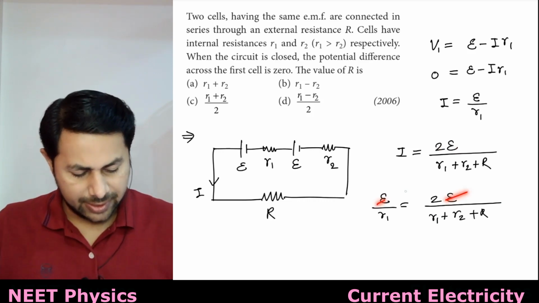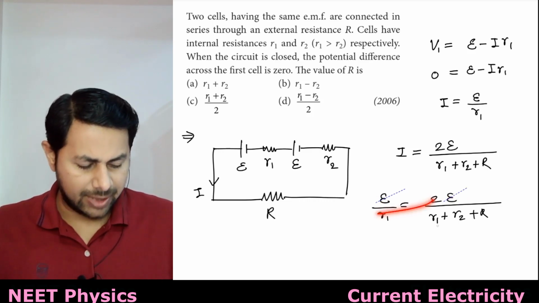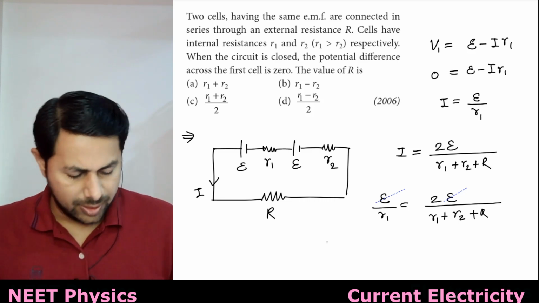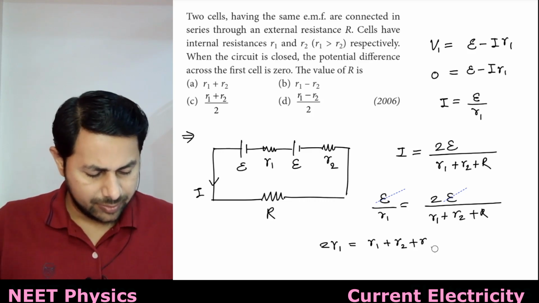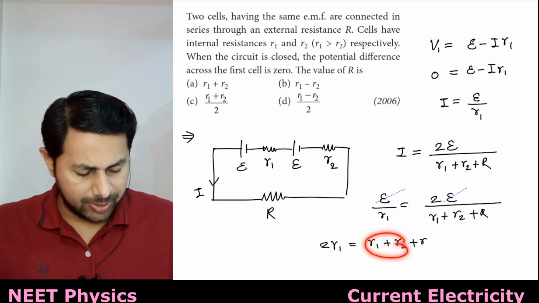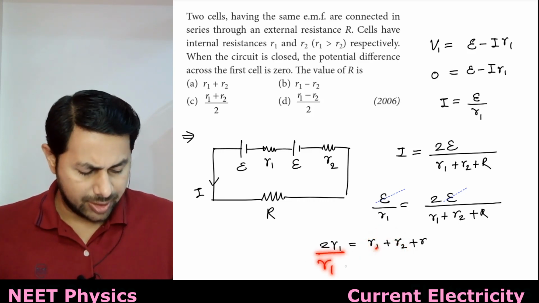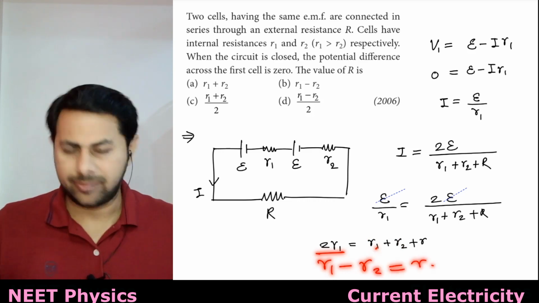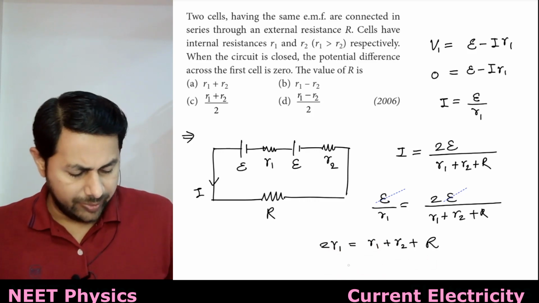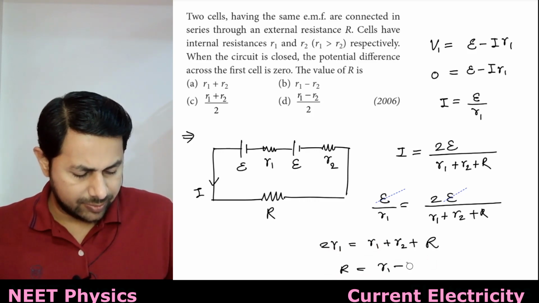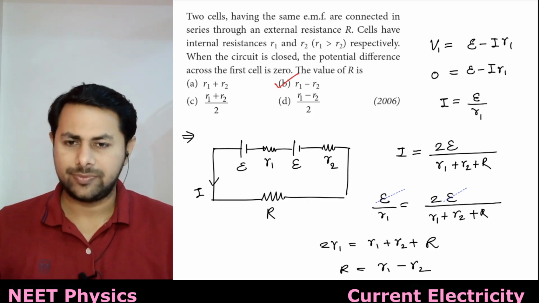So E gets cancelled out. What remains is 2 times R1 is equal to R1 plus R2 plus R. You can move that R1 plus R2 on this side. So 2R1 minus R1 is R1. Then you have R1 minus R2 is equal to R, right? Sorry, this is capital R, no? Okay, so R is equal to R1 minus R2. It's very simple. It's option B.